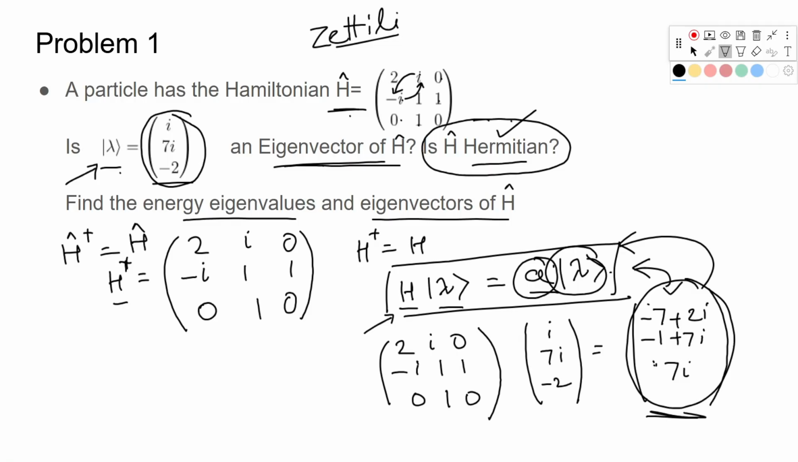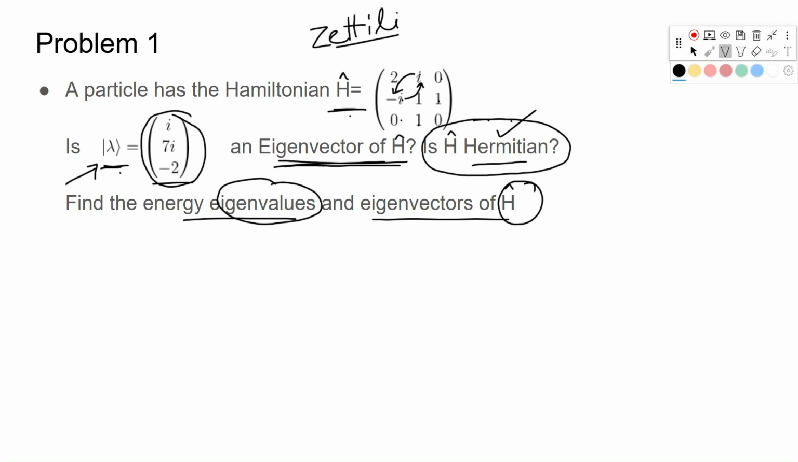This means that our lambda ket is not an eigenvector of our Hamiltonian. So now we ask ourselves, what are the eigenvectors of H and what are the corresponding energy eigenvalues? Let's clear this screen a bit to do these calculations. So ultimately we have to find a set of kets such that this is satisfied.